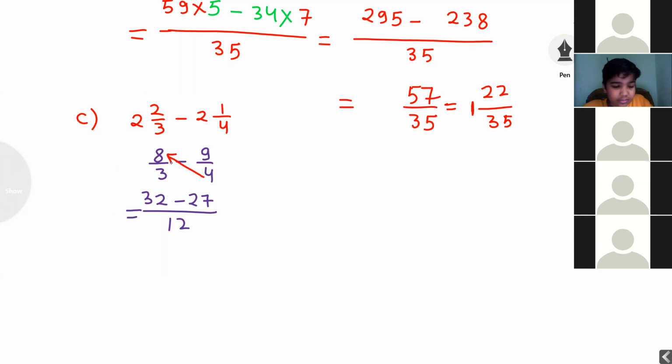8 4s are 32, 9 3s are 27, and 3 4s are 12. Now 32 minus 27, that is 5. 5 by 12. Don't say, sir, can I write it as a mixed fraction? No, because this is already a proper fraction.